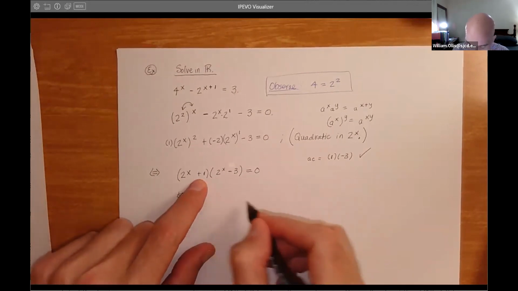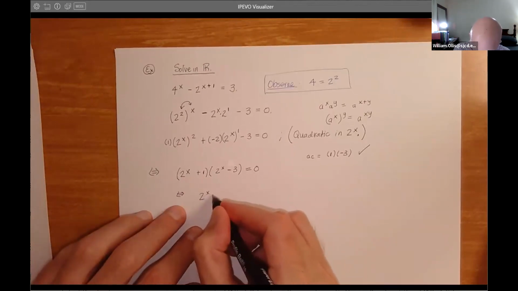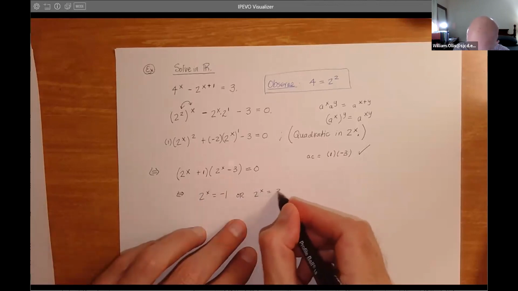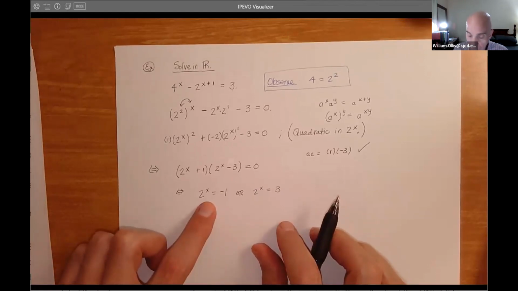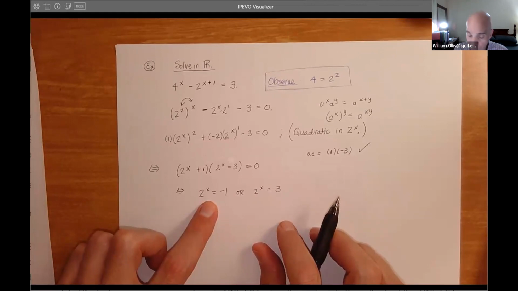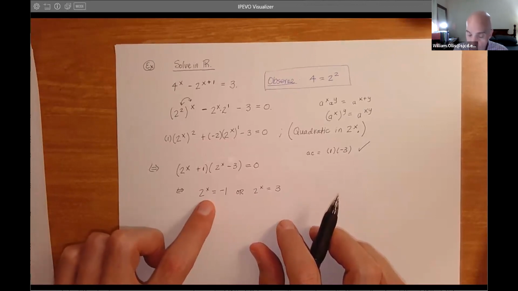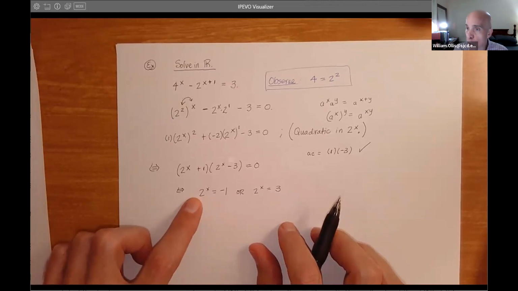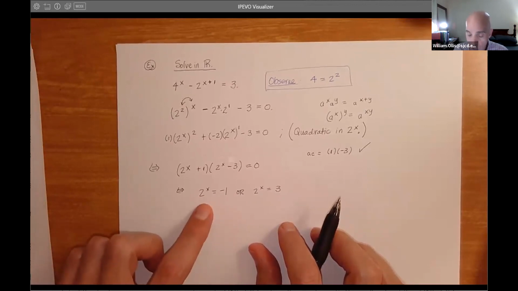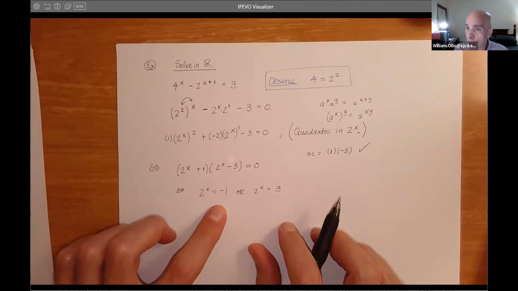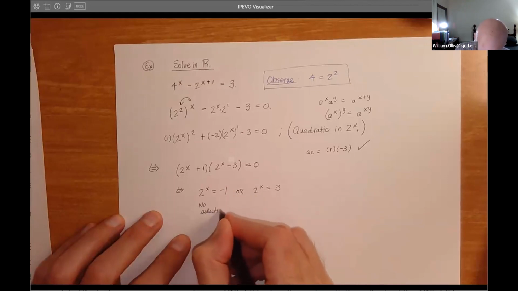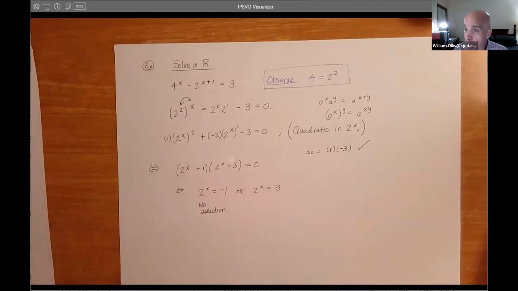So that means we just set this to 0. So 2 to the x would equal -1, or 2 to the x equals 3. Now, of course, we know that the base 2 exponential is a positive output function. So this would have no solution. It would not be possible for an exponential function here to have a value of -1 unless there were some negative coefficient over here to absorb it, and there isn't. So, of course, you can try to apply the definition of logarithm, then you have the base 2 logarithm of -1, which is undefined. So we'll have, in this case, no solution. So we don't get any contribution from this particular factor.